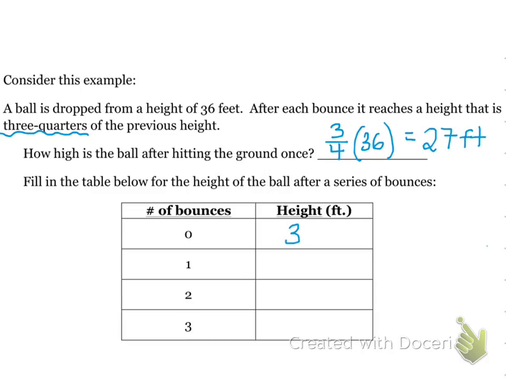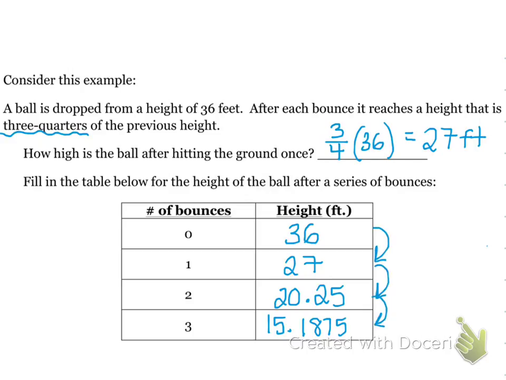And we can actually add that down here in our table. At 0 bounces, it's 36. That's where it starts. At 1, we know it's 27. Now at 2, you would take 27 and multiply it by 3/4. You would get 20.25. And then you would take 20.25, multiply that by 3/4, and you have 15.1875. So each y value to the next y value, you have a constant ratio.